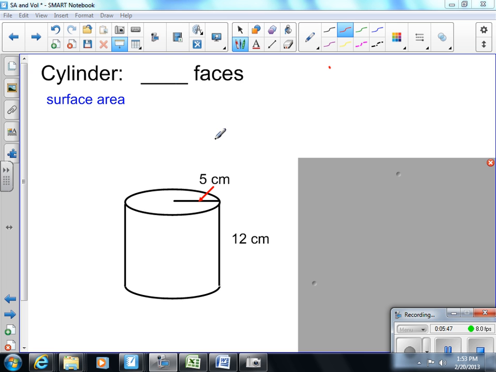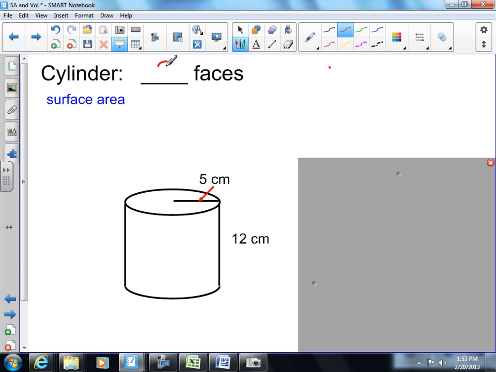Okay, and the last shape that we're going to find the surface area for is a cylinder. Now, a cylinder is kind of a little different. We know some of the shapes. Okay, there are 3 faces. What are the shapes, though, for them? How many circles do I have? Top and bottom are circles, and then the rectangle. And the rectangle is the one that always gets everybody in trouble.